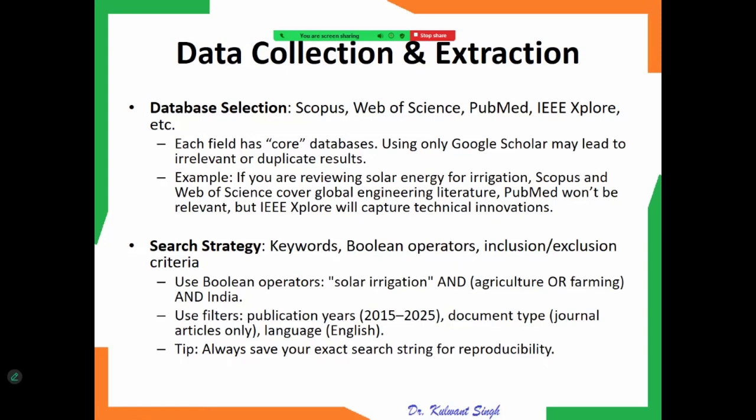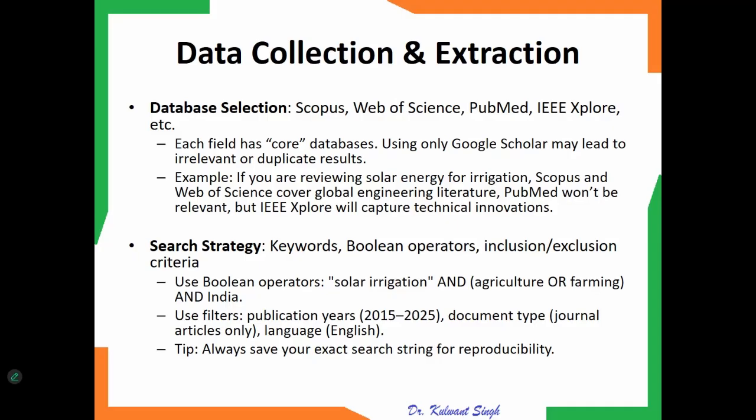We are looking for papers on solar irrigation. Second part, for the agriculture purpose, irrigation is there, so directly with agriculture. And agriculture may be used with farming as a synonym in many papers, so we will use OR, and we are bounding our research to a particular geographical area, that is India. So a similar type of Boolean operator we will use to prepare our search string.